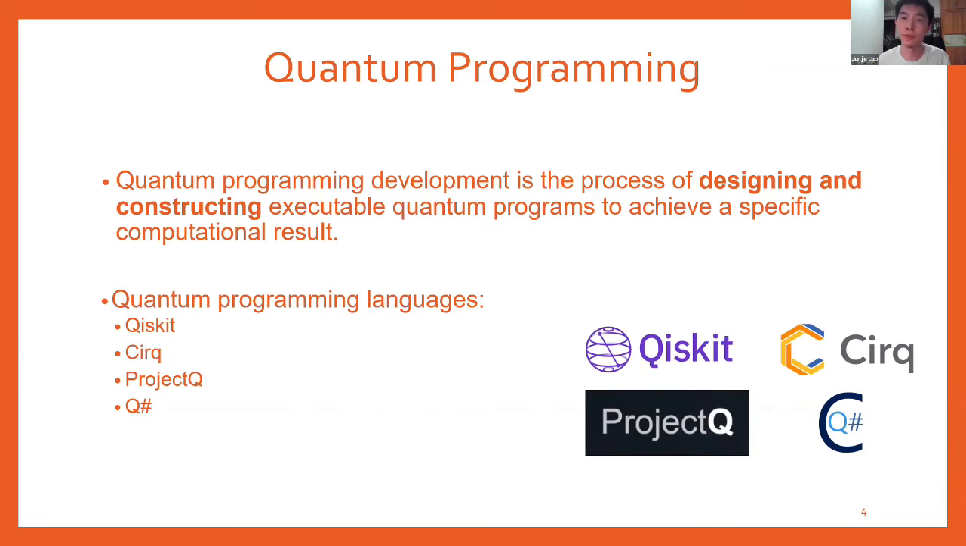Quantum programming development is the process of designing and constructing quantum programs to achieve a specific computational result. Nowadays, many kinds of quantum programming languages have been developed for the development of quantum programs. For example, Qiskit, Cirq, Q#, and ProjectQ.